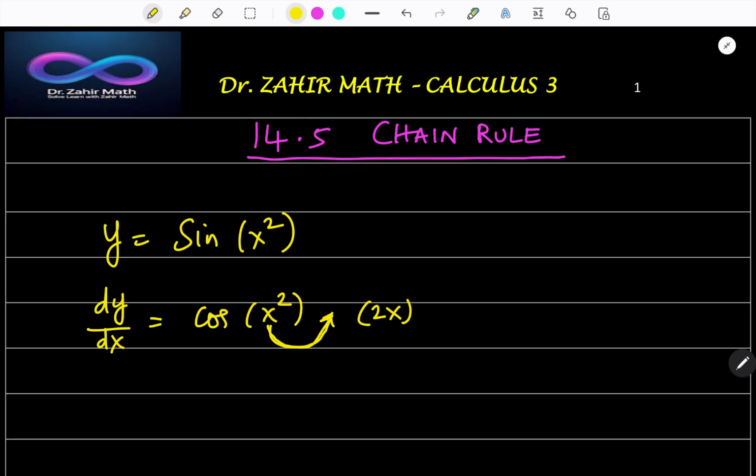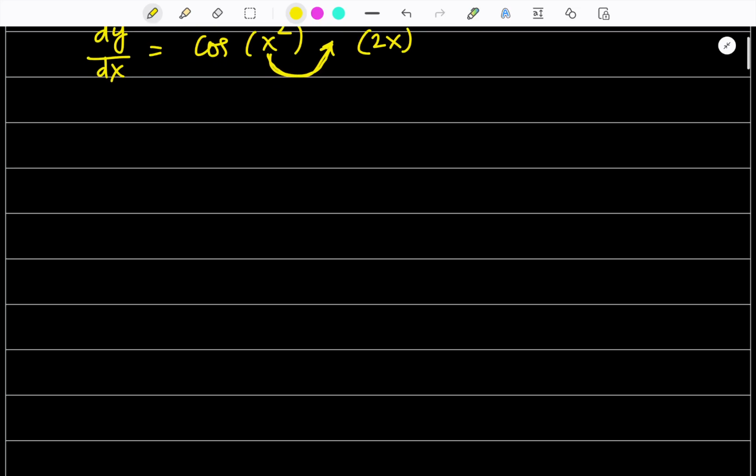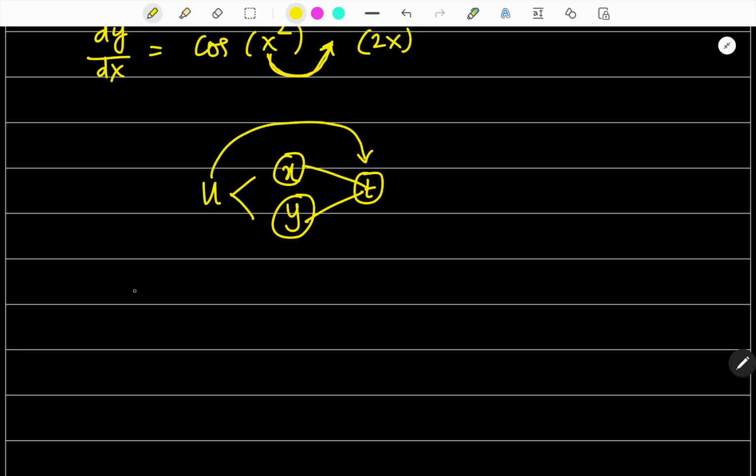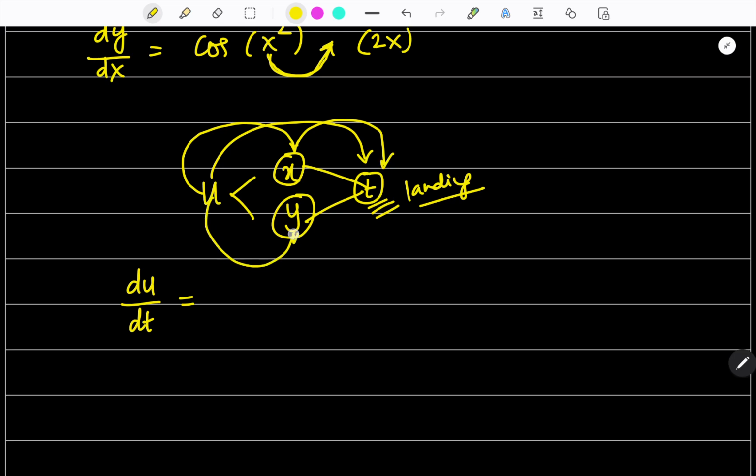So in this way, we are going for a little more than one variable. Suppose I give you a function u that is a function of x and y, and I say x and y are functions of t, for example. Now you want to calculate du by dt. This is your landing destination. You want to reach t by two ways: u to x and then x to t, and u to y and then y to t.